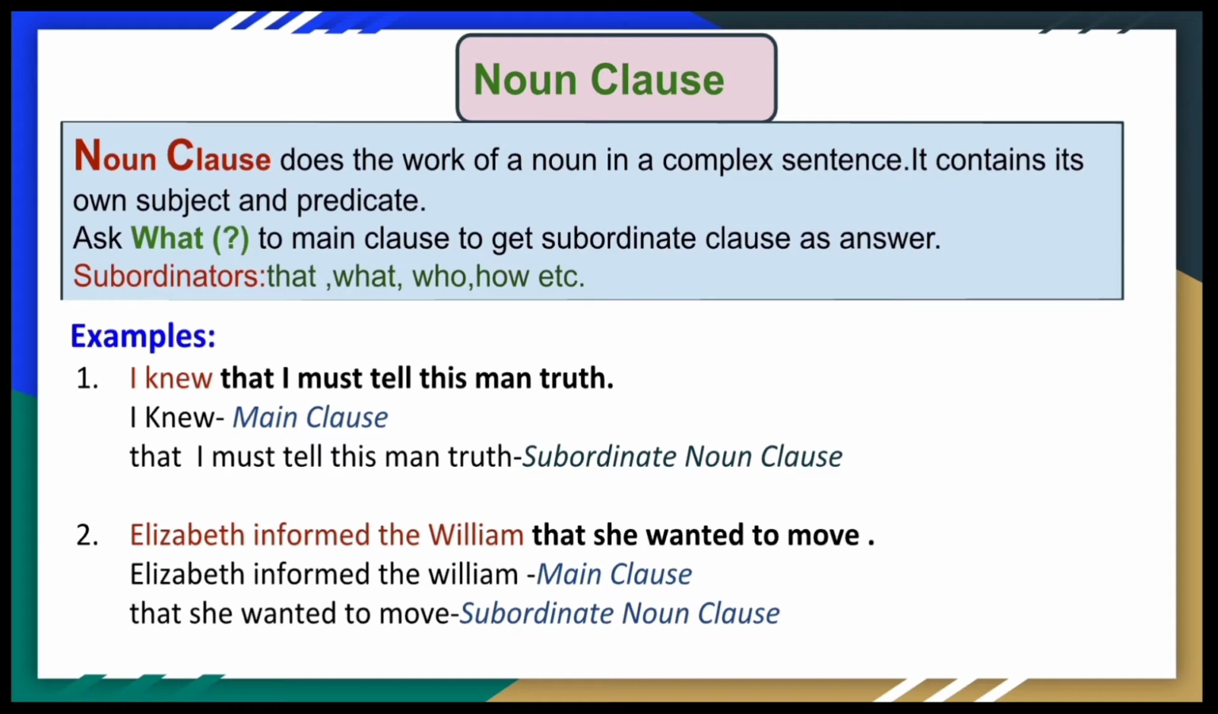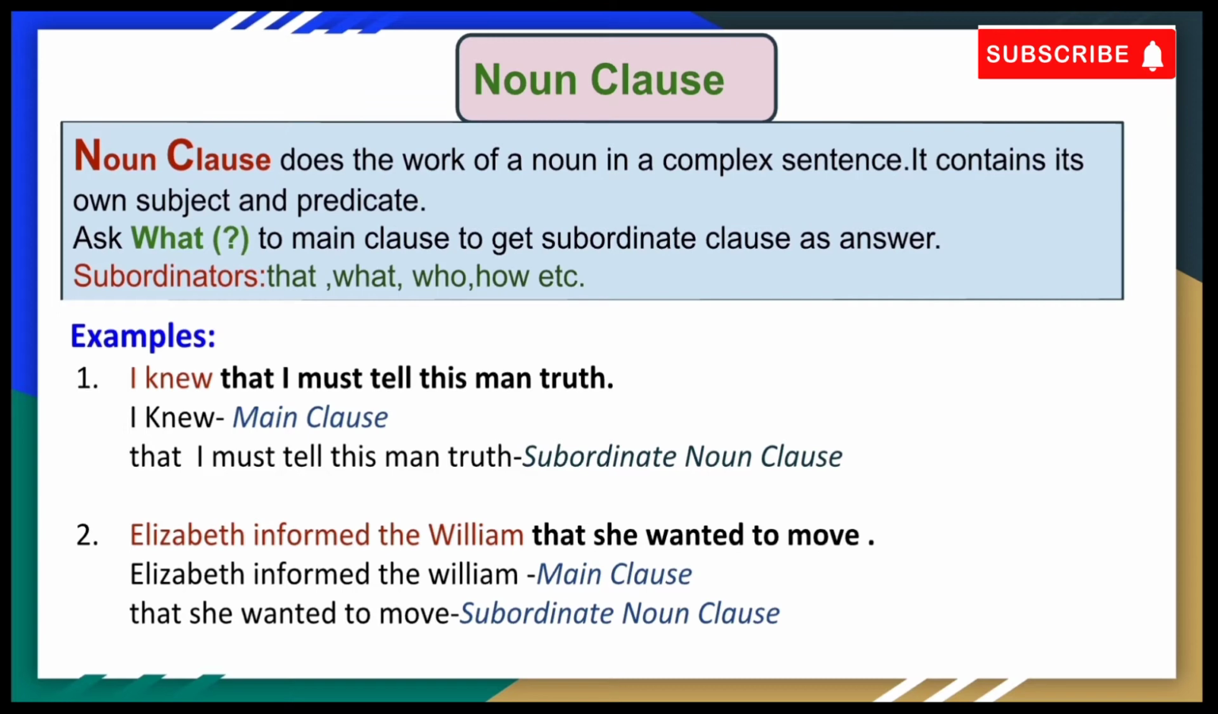Let's see the examples. I knew that I must tell this man truth. If I ask the question by what to our main clause, which is I knew, what I knew? What answer am I getting? That I must tell this man truth. So, that I must tell this man truth is your subordinate noun clause, or you can just call it the noun clause.